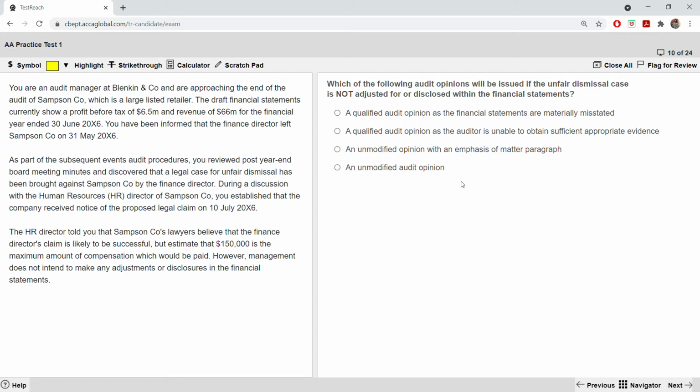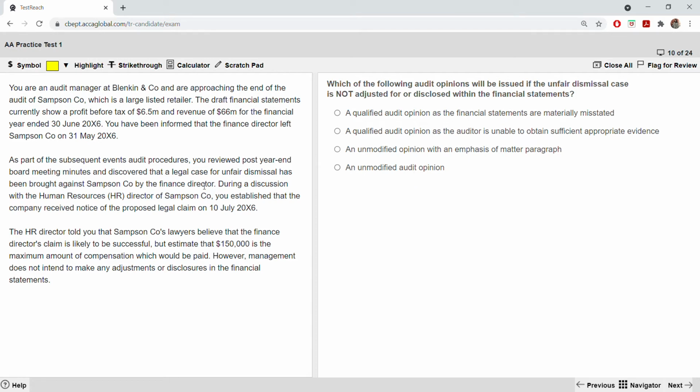Before this, you have to do a working. You just cannot guess an answer, or give an answer based on your own opinion. Working is required. You have to see whether financial statements are materially misstated or not. If it is materially misstated, you cannot give an unmodified opinion. You have to qualify your opinion. Okay, so what is that working which you have to do?